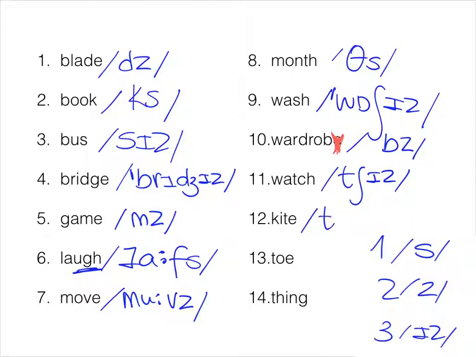Kites. Yeah, the last sound we make is a t. Voiceless, so kites. Yeah? Is there anyone I haven't asked? Because I don't remember now. Come on. Okay.